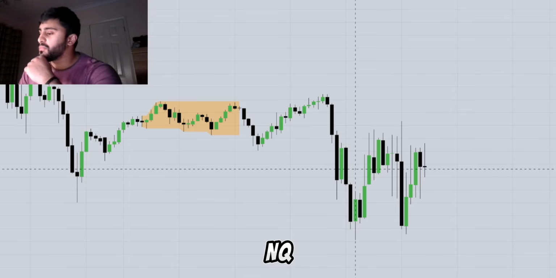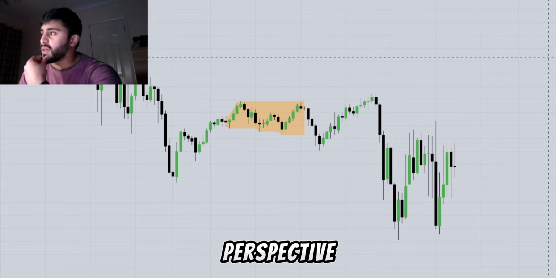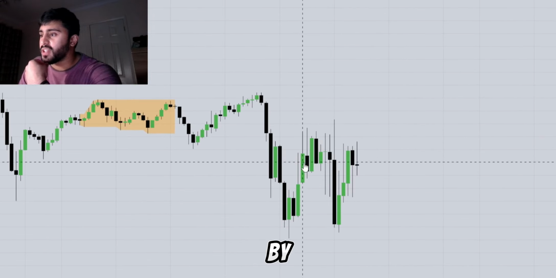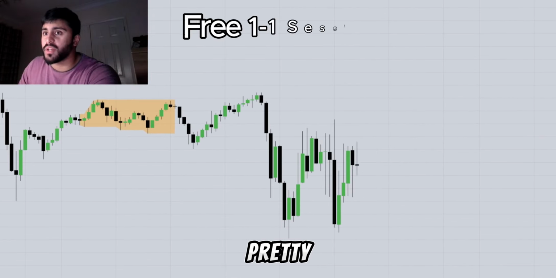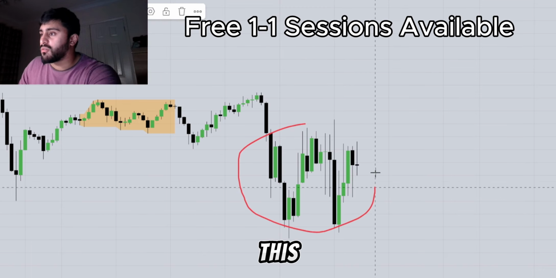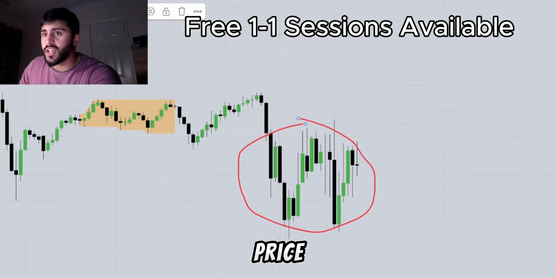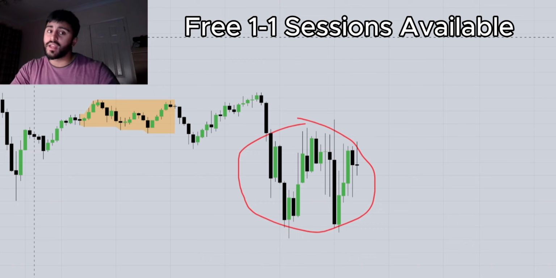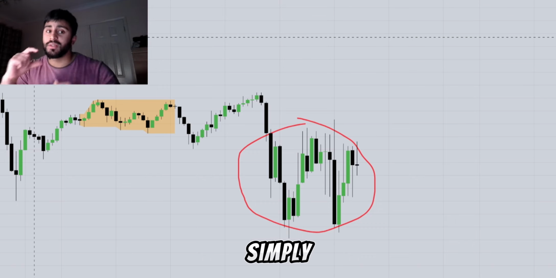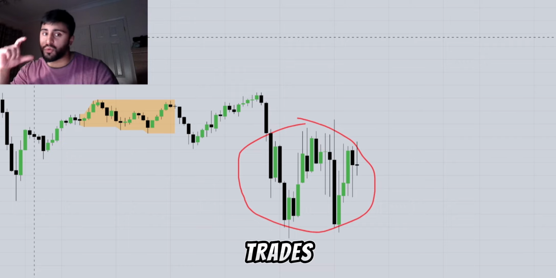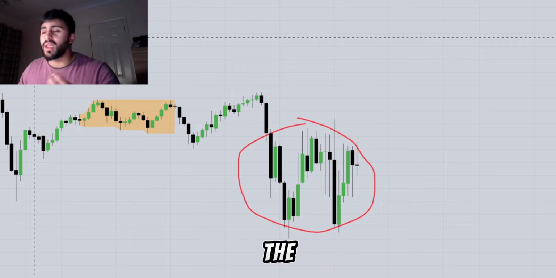So here we have NQ. Just from an ICT perspective, I want to start by saying the price action on Wednesday, the 8th, was pretty horrible. I mean, we had this range over here. I personally don't like this price action. I prefer to either sit out, take a break even, stay cash, or simply take and lock in 1-hour trades or 2-hour trades. That's kind of the way I like to do it.